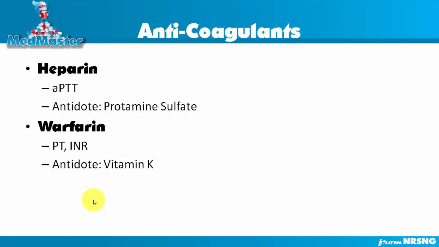With heparin, we're going to be monitoring our aPTT, and our antidote is going to be protamine sulfate. With warfarin, we're going to be monitoring our PT and our INR, and we're looking for therapeutic levels with that depending on the patient's condition. Okay, we'll get into that later as well. And our antidote for warfarin is going to be vitamin K. Okay, so keep those two anticoagulants in mind as well as their antidotes.